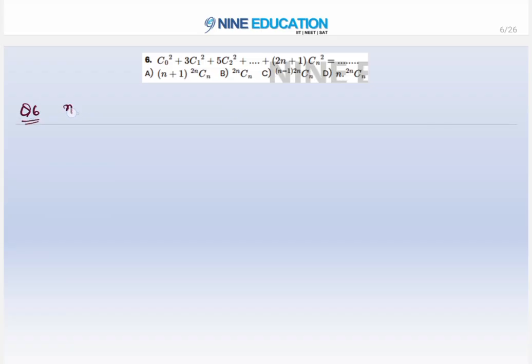Question number 6. nC0 squared plus 3 times nC1 squared plus 5 times nC2 squared, and so on, up to (2n plus 1) times nCn squared. They are asking for this particular sum. So let us say this sum is S.